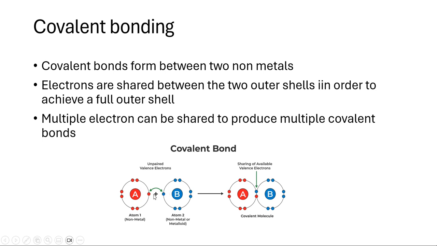So in order for them to both achieve a full shell, they combine like this and they share the electrons. Now A technically has eight, and B technically has eight. That's called a covalent bond. This can happen with more than one electron shared, and then multiple covalent bonds form.